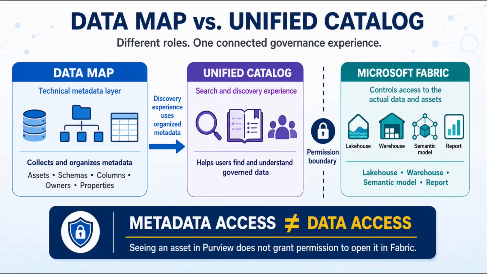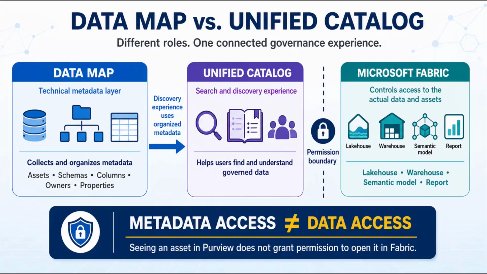So let's take a look at the chart we have here, to better understand visually what's going on. Data map versus unified catalog: different roles, one connected governance experience. It's seamless for the end user. We've got the data map. That's the technical metadata layer. It collects and organizes metadata, assets, schemas, columns, owners, properties, all that stuff. The discovery experience uses this organized metadata through the unified catalog to search and discover that metadata. So it helps users find and understand that governed data in the data map.